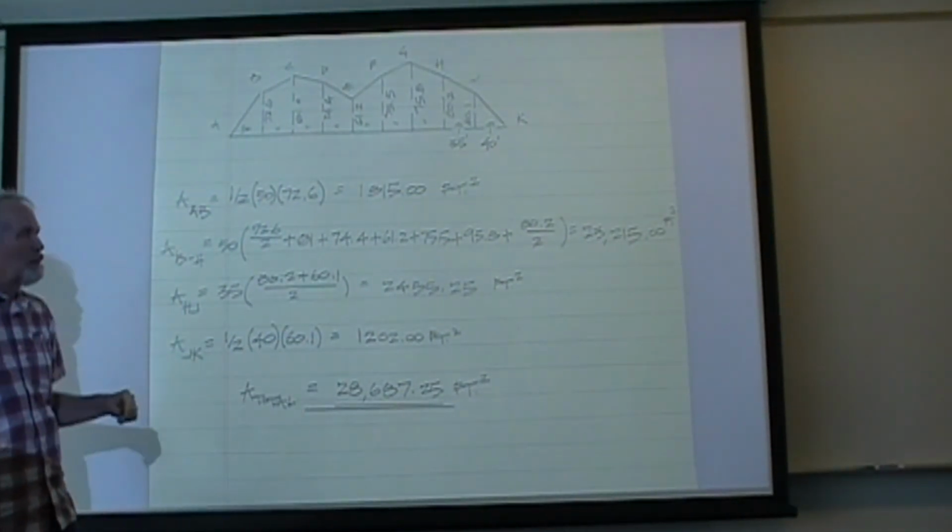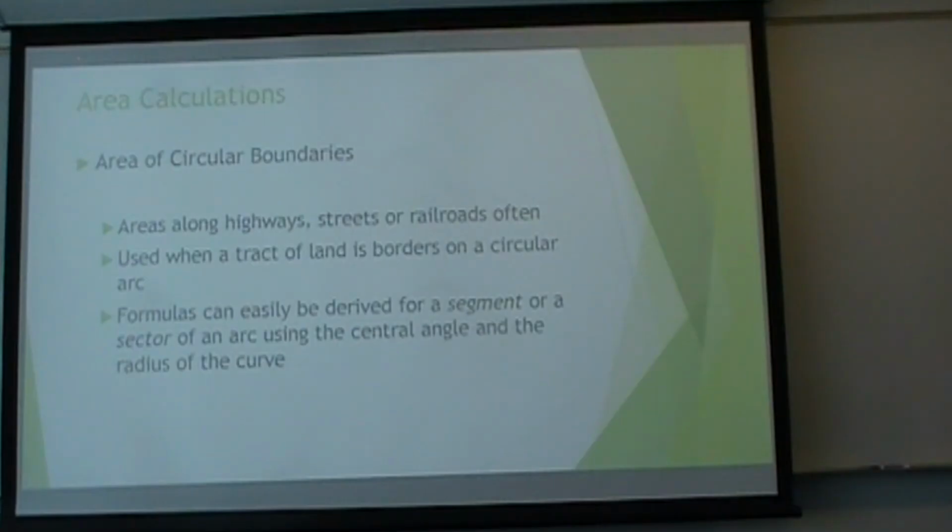Well, I could see that this would be a typical type of problem. Okay, circular boundaries are another thing. Everything we've looked at so far only approximates or gives you straight lines. If you have circular boundaries, which occur along highways, streets, and railroads, you're going to have to deal with them. You can calculate the circular boundaries separately using some kind of arc calculation, and then use some combination of all those other straight lines we talked about.